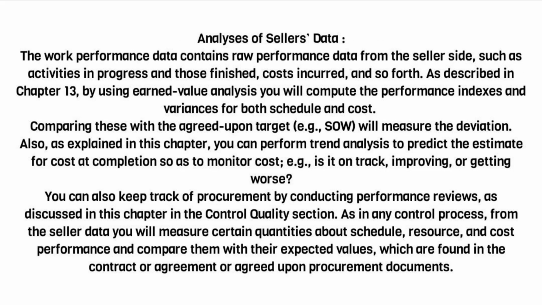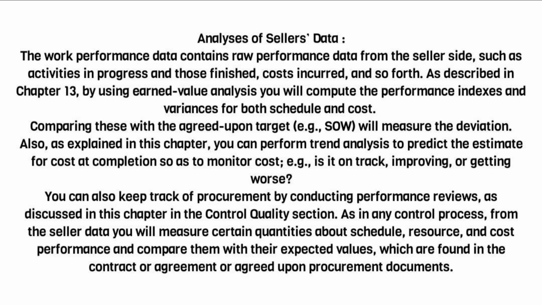Analyses of seller's data. The work performance data contains raw performance data from the seller's side, such as activities in progress and those finished, costs incurred, and so forth. As described in Chapter 13, by using earned value analysis you will compute the performance indexes and variances for both schedule and cost. Comparing these with the agreed-upon target, e.g., SOW, will measure the deviation. Also, as explained in this chapter, you can perform trend analysis to predict the estimate for cost at completion so as to monitor cost, e.g., is it on track, improving, or getting worse?